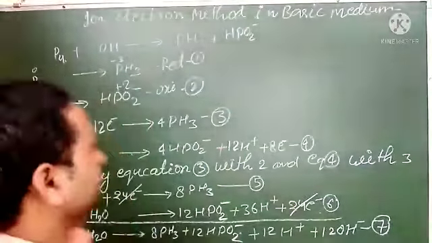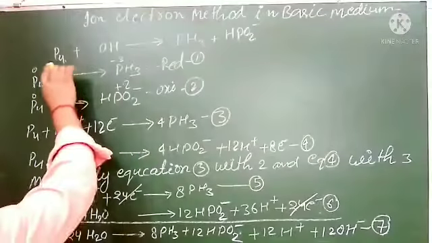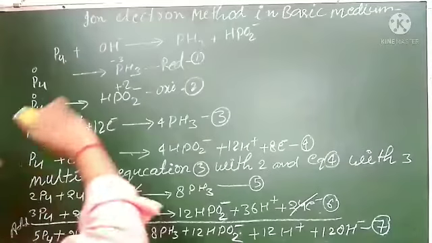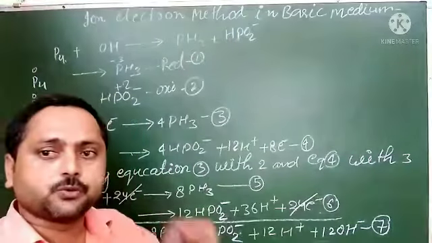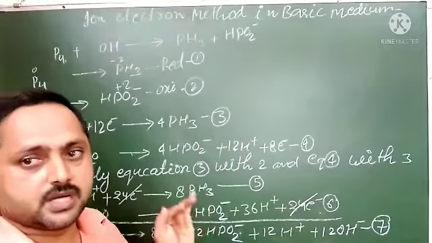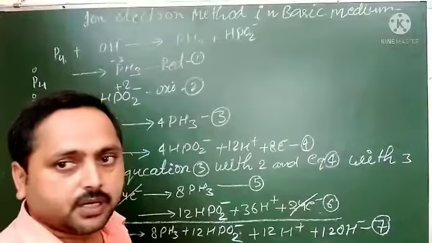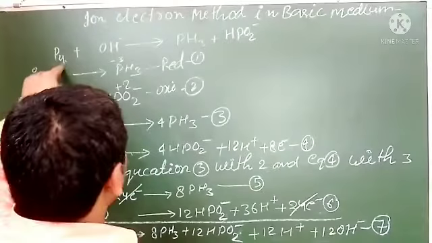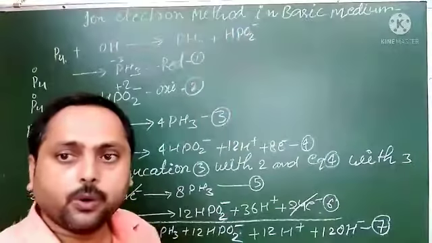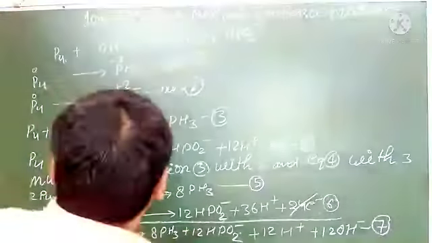So the question is this: P4 plus OH minus gives PH3 plus HPO2 minus. This is the whole equation. This is a redox reaction, and what type of redox reaction? This is a disproportionation reaction, because the same element is oxidizing and reducing also. Okay, so let us see.